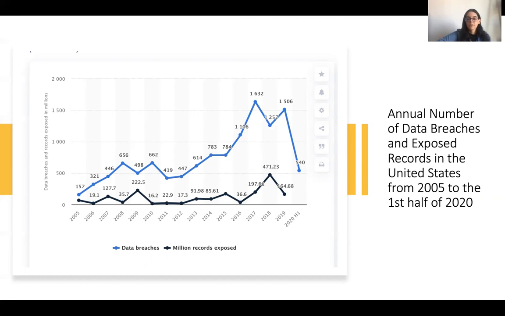In 2018, where figures peaked, you can see right here, if you can see my mouse, there were nearly 471 million records exposed, with the data breaches amounting to 1,257. And that year, it was primarily the business sector, so it was a lot of data theft. And then usually the financial sector is targeted after that.